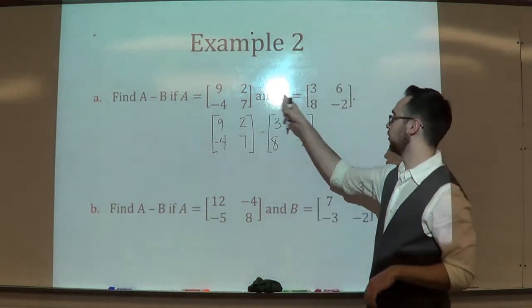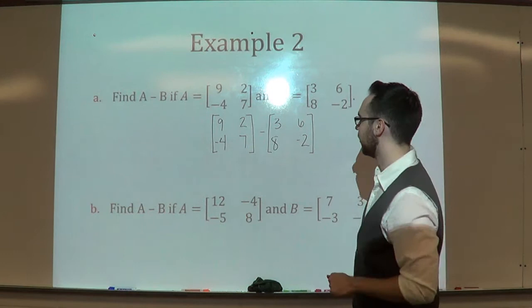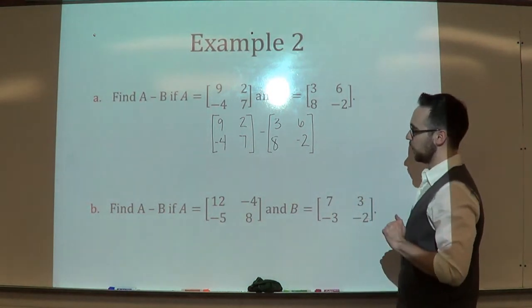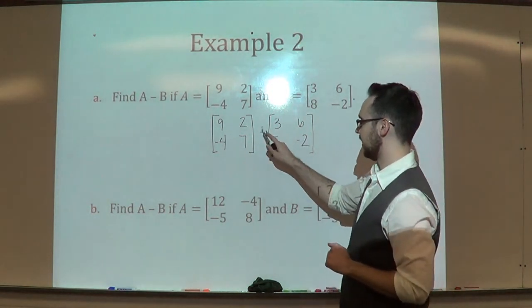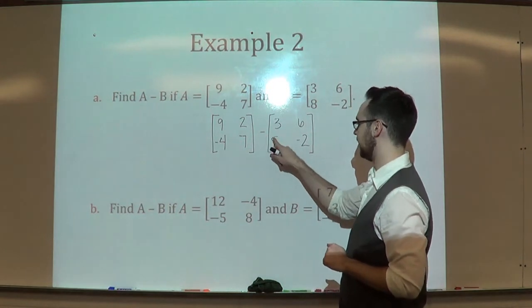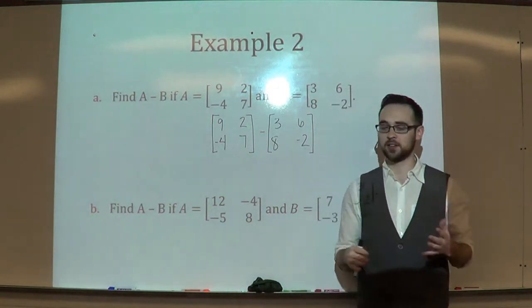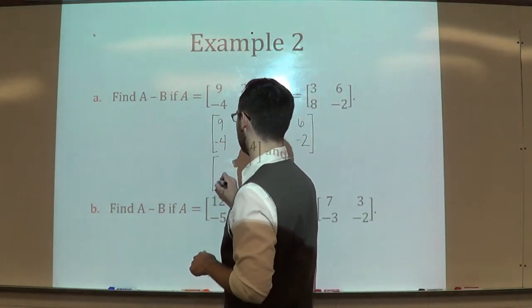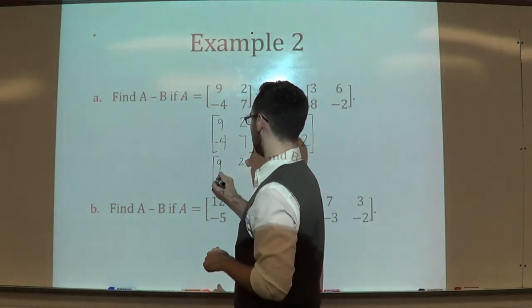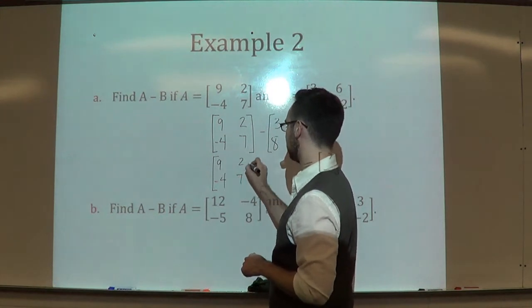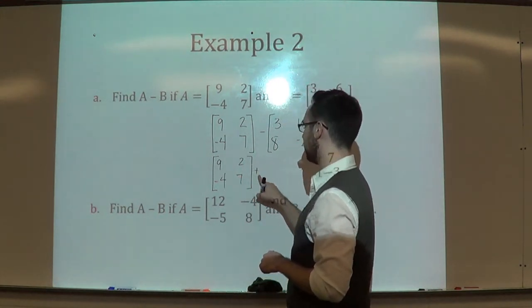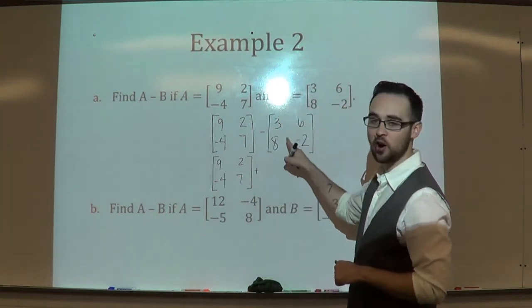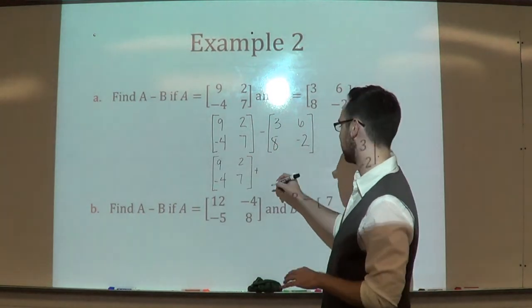So we have a 2 by 2 and a 2 by 2, so they are the same dimension, so we're good there. The other thing we want to look at now is that negative sign. We are distributing that to each piece. Sometimes what I like to do, just so I don't forget that, is I'll rewrite this. So the first one stays the same: 9, 2, -4, and 7. And I'll change that to a plus and change all of the signs in the second matrix.